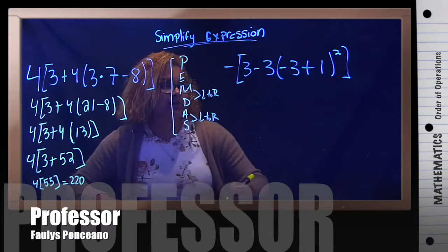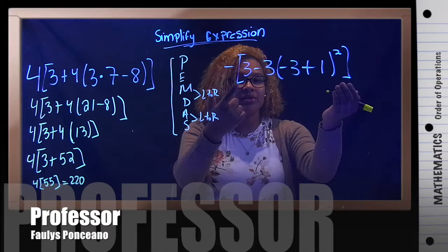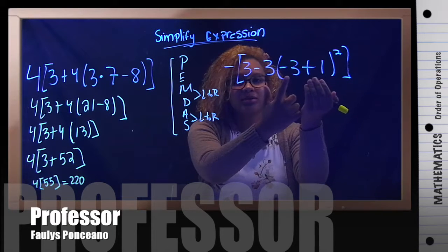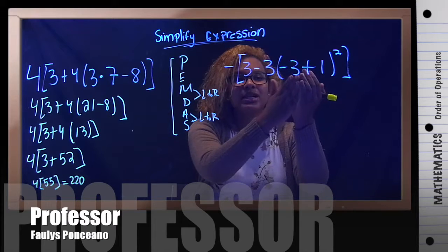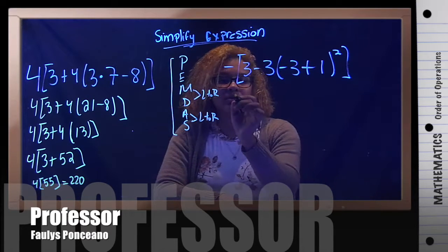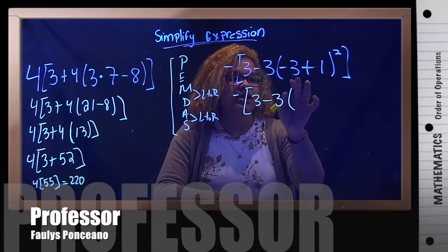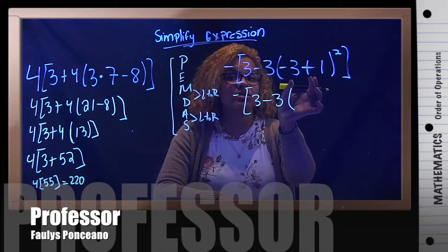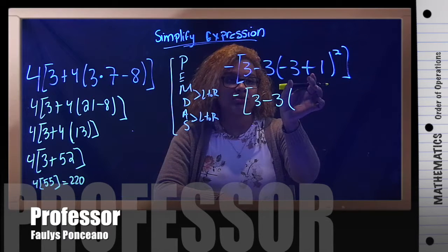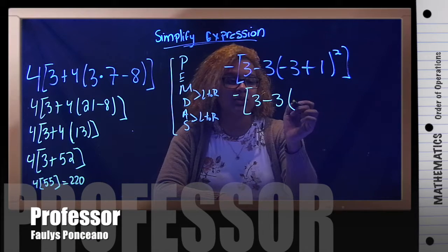In this example, again, we have brackets. Inside the brackets, we have parentheses. Inside the parentheses, we need to do the operations inside the parentheses. So I have negative 3 plus 1. Different signs. We're going to subtract and keep the sign of the largest number. So in this case, it's going to be 2. The sign of the largest number is 3, so it'll be negative 2.